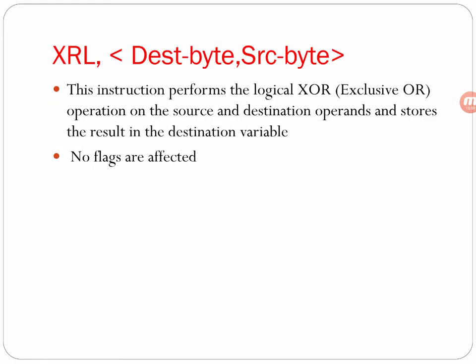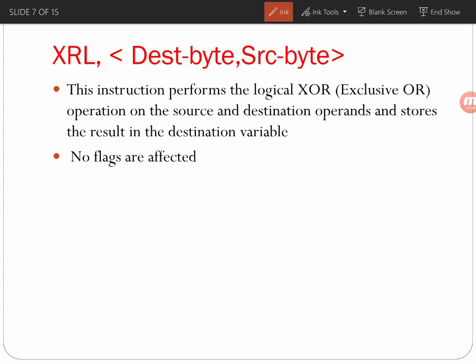Next, XRL. So XRL destination byte, source byte. This is a logical XOR operation, exclusive OR operation. This instruction performs the logical XOR operation on the source and the destination operands, and the result is stored in the destination variable. No flags are affected. So let's take an example to study this. XRL A, R3.